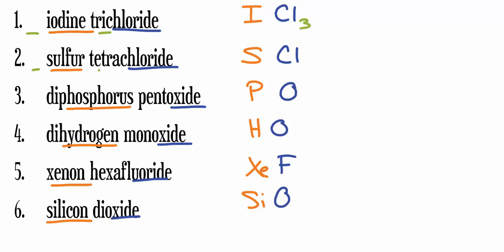Tri is 3, tetra is 4, di is 2, penta is 5, di is 2, mono is 1, hexa is 6, di is 2. Again, notice we do not have the prefix for several of the first ones because there was only one.